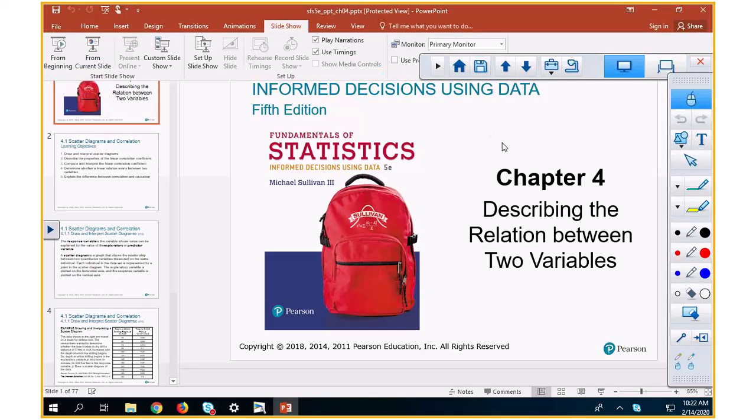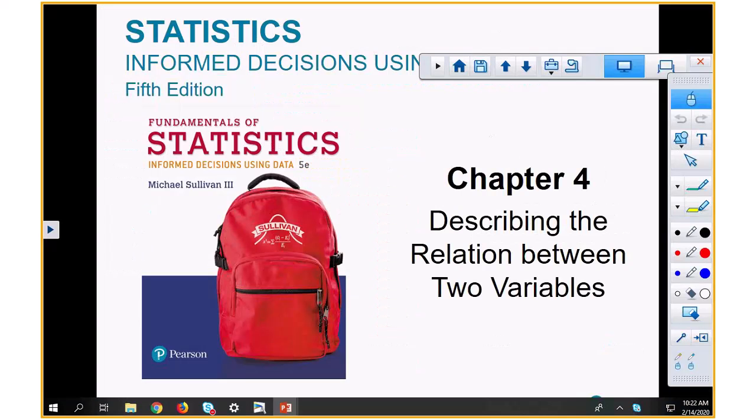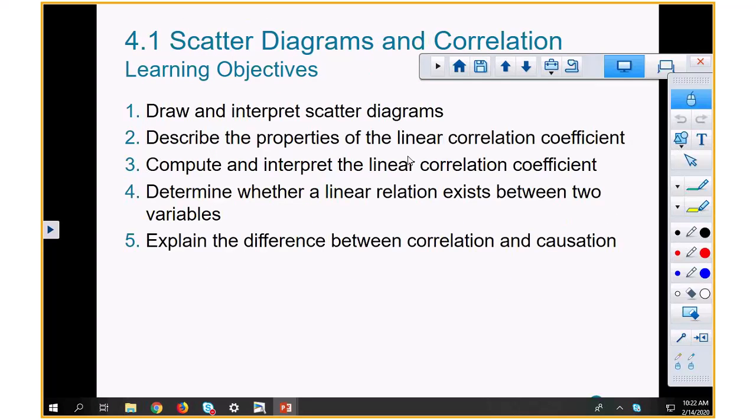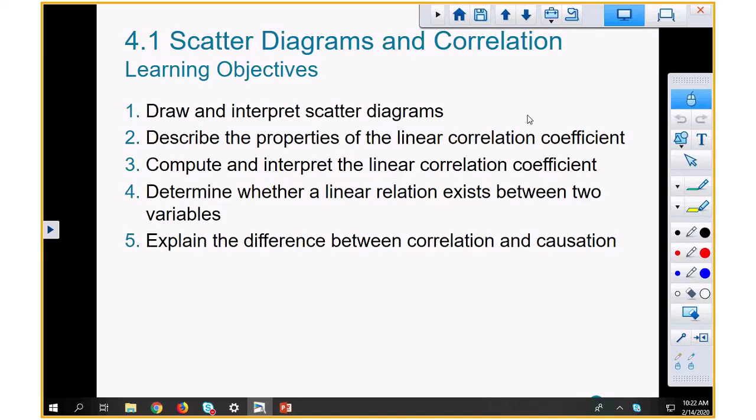Primary monitor. Okay, we talked about correlation and causality. I kind of went through it in a shotgun presentation, so we're going to go over the 4.1 slides just to fill in the gaps and make sure I didn't miss something, okay?